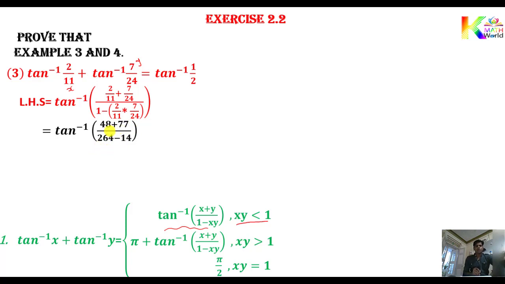Now 48 plus 77, you can easily add these two numbers, and the subtraction gives you 250, and in the numerator you got 125. So you can see that tan inverse of 125 over 250. By cancellation you got 1 over 2 left. So what is the answer? Tan inverse 1 by 2. That is your right hand side, you can see. So the first result is over.